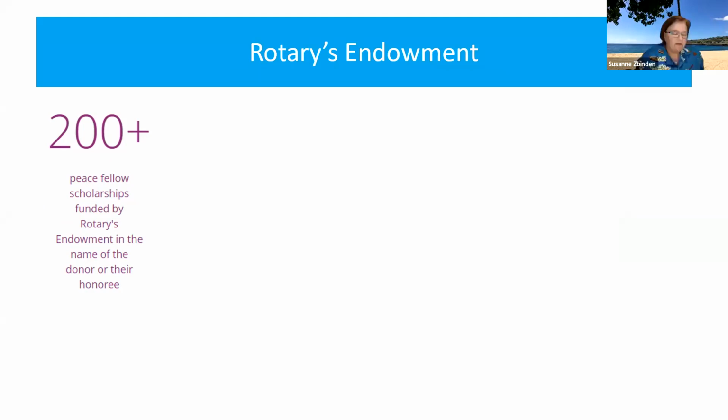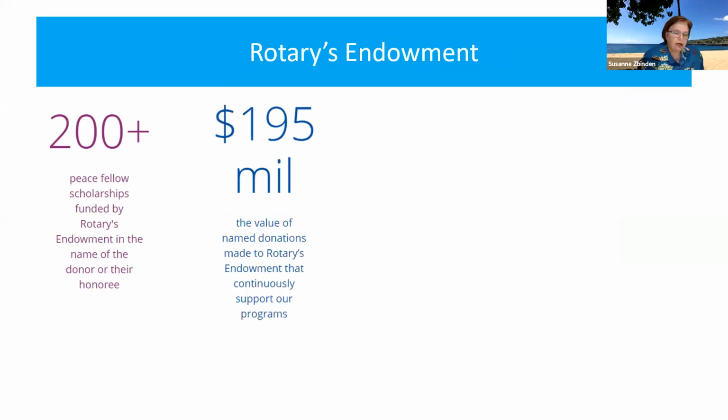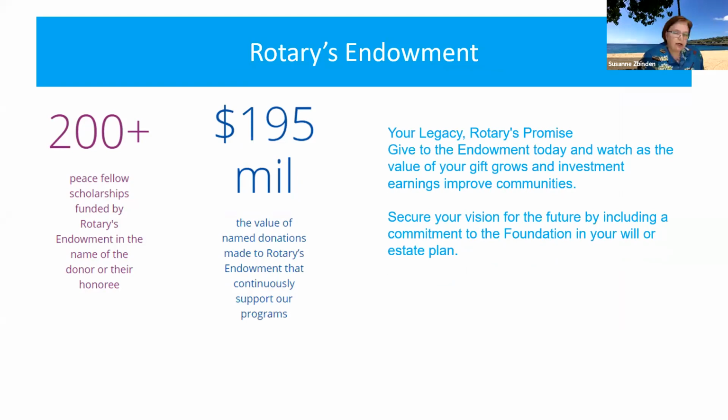So the endowment fund, or what used to be called the permanent fund: all the monies that are contributed are professionally invested, and only the earnings are spent. With the money from the endowment fund, over 200 Peace Fellows scholarships have been funded, and $195 million is the value of all named donations made to the endowment fund. Basically, in your will, you can leave your money or a portion thereof to Rotary, and there are naming possibilities, and your legacy will continue in perpetuity.